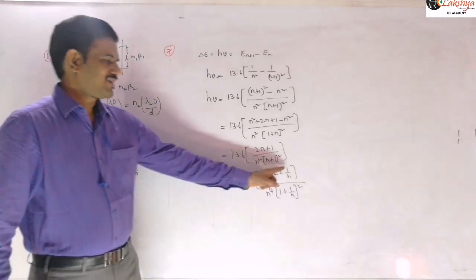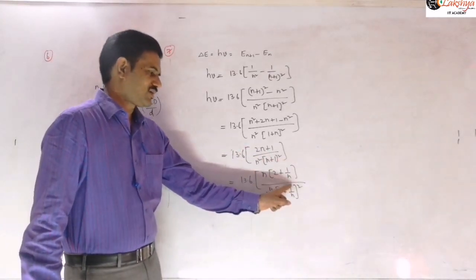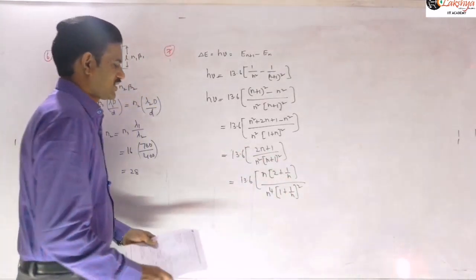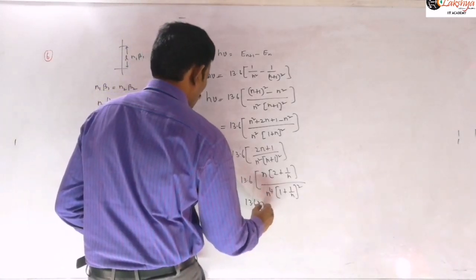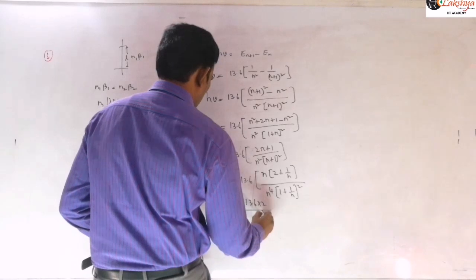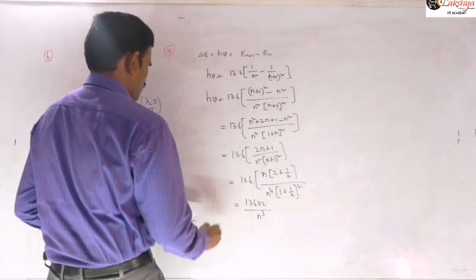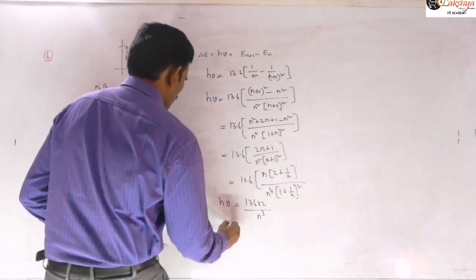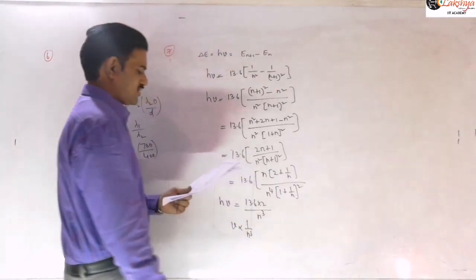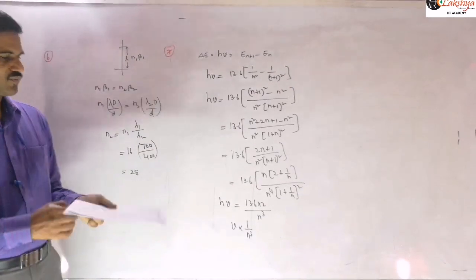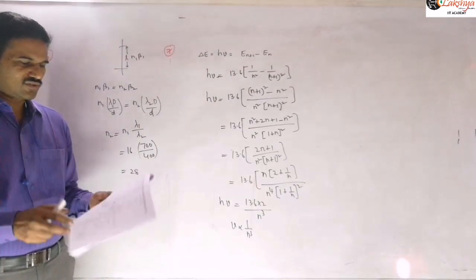Now this 1 by n term you can neglect here, here 1 by n you can neglect, and here 1 by n you can neglect. So then this is 13.6 into 2 by n cube, and this is our h nu value. Therefore nu is inversely proportional to n cube. That is our required proportionality relation for that question.